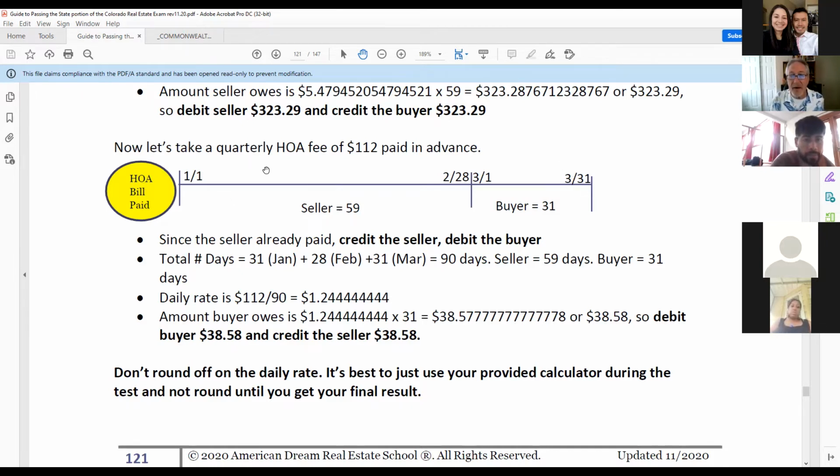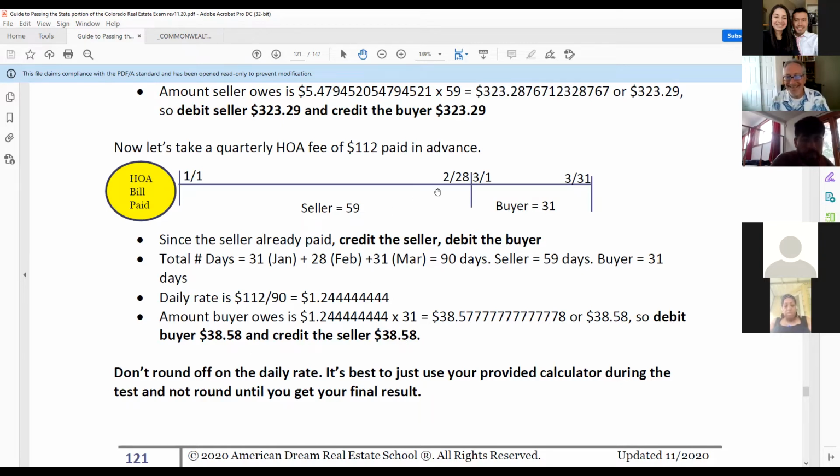Was the seller in the property the whole time for the first quarter? No, just part of it. Buyer will be in it for this part, but seller already paid it. Therefore, it's got to be a credit to the seller. Buyer's got to pay this and square it at closing. So it's the 31 days that we multiply by our daily rate. Now we can round it, 38.58. We're going to debit the buyer 38.58, credit the seller 38.58. You see that? Is that making sense?